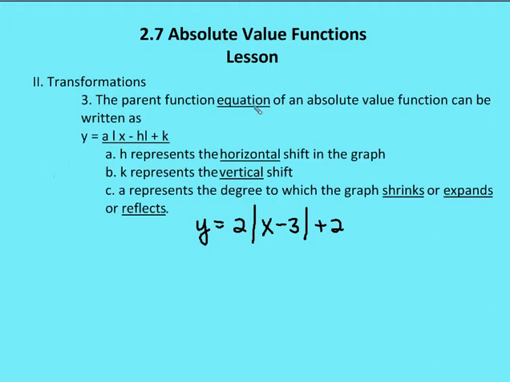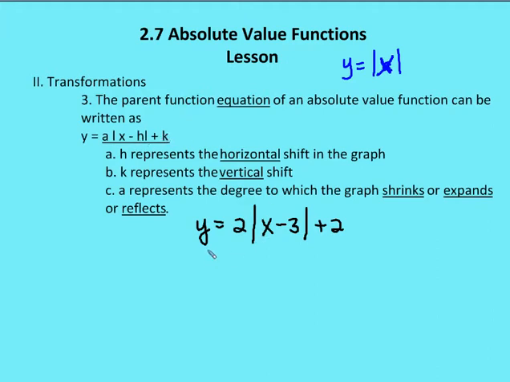Okay, the parent function equation of an absolute value can be written, as we said, as y is equal to the absolute value of x. But now we're going to add a couple components to it. We're going to add an a value on the outside of the absolute value symbol. We're going to add an h value on the inside, and then to the right we're going to add a k value. Okay?